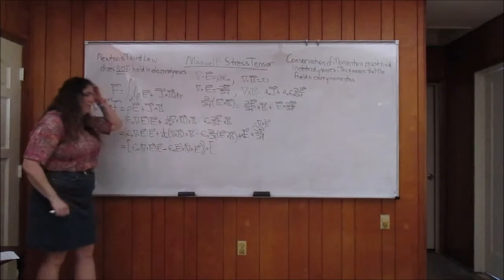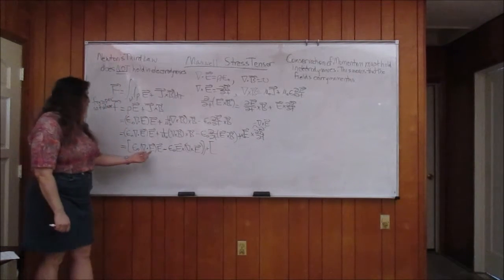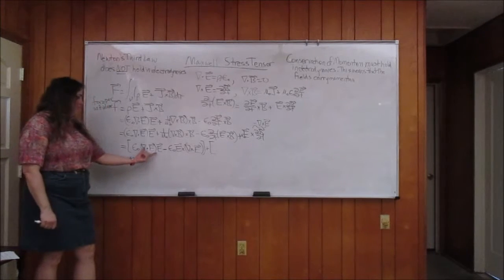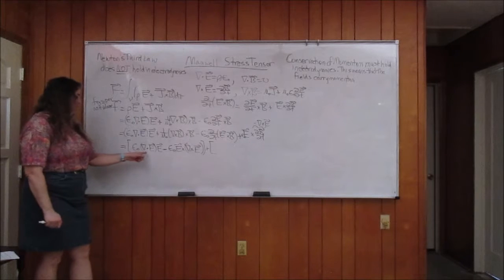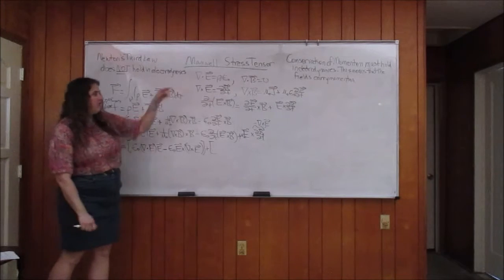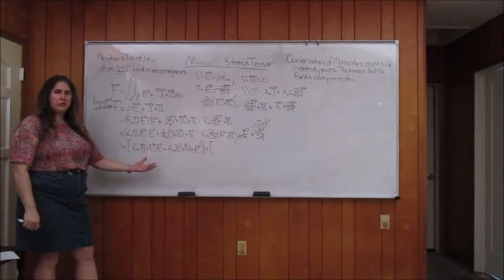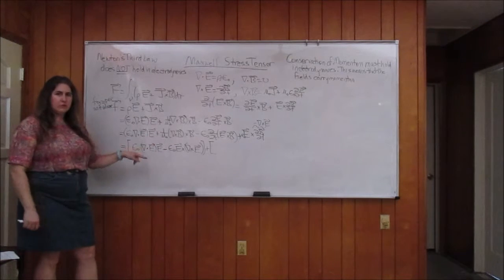To make this expression symmetric in electric and magnetic fields, I'm going to add an additional term to the magnetic field. I'm going to add a term that has this form. The reason why I can do that, of course, is because the divergence of the magnetic field is equal to 0. So basically, I'm just adding 0 to it, but it's making the expression symmetric.